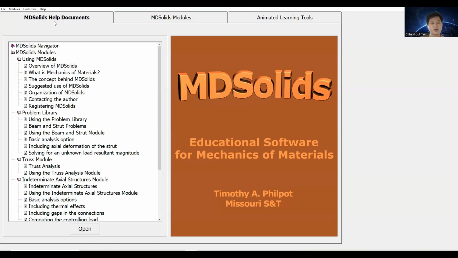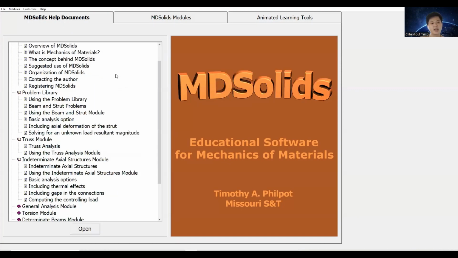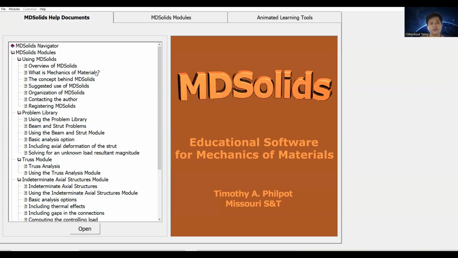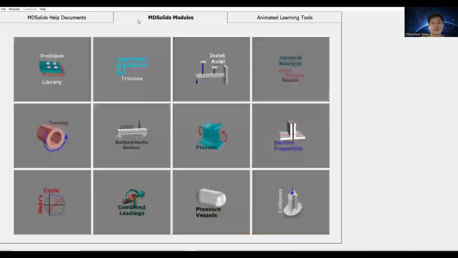In MDSolid Help Document, there are many manuals or user guides for you to read if you want to know about specific features in MDSolid. And this program is designed for students who are studying mechanics of materials or who want to learn more about it, and also gives students more practice regarding the topics taught in strength of materials. Let's move on to the more interesting category, MDSolid Module.